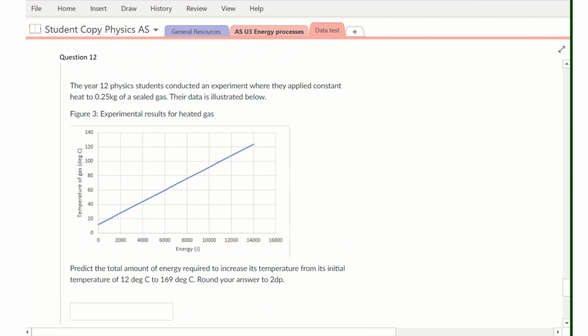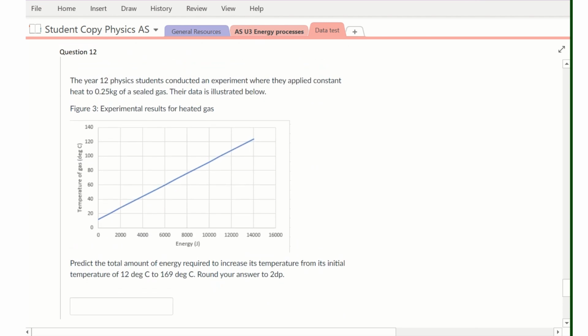And our lucky last question. Okay, what are we doing? We are predicting the total amount of energy required to increase its temperature from the initial temperature of 12 degrees, up to 169. If I look at my graph, it's maxing out at about 125. So we wanted to get all the way somewhere over here, and that's going to map up at 169.